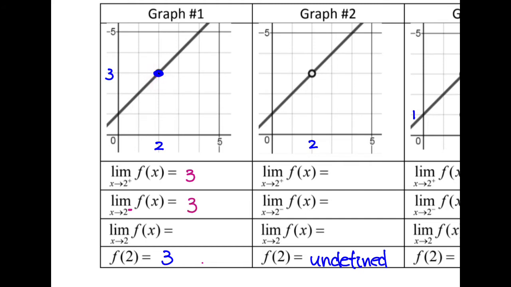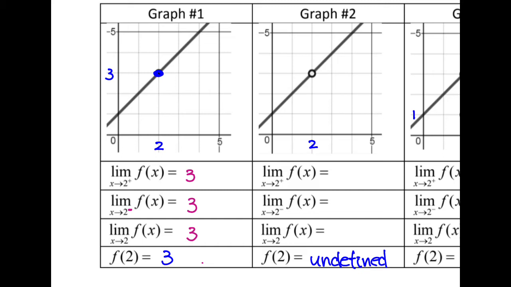And since the right-hand side and left-hand side are both approaching 3, we say the limit when x approaches 2, y is approaching 3. So the limit as x approaches 2 of f(x) equals 3.